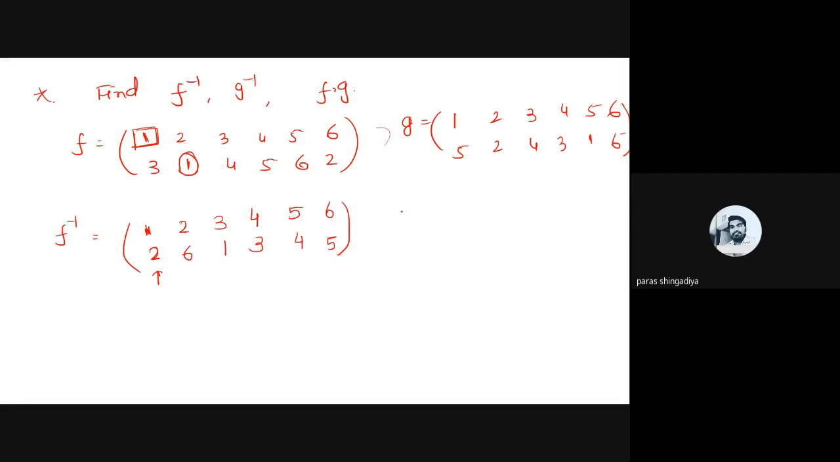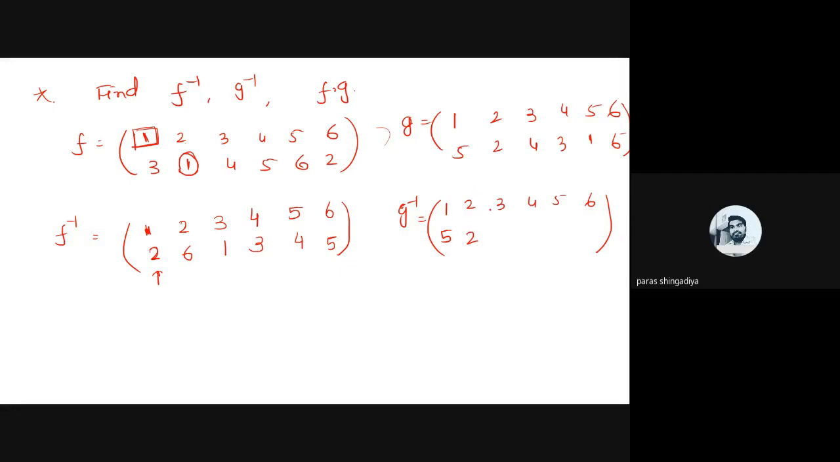Okay. And now let us derive the inverse of G. That is G inverse. First place here 1, 2, 3, 4, 5, 6. And now for the inverse of 1, what will be the inverse of 1? Yes, that is 5. So here put a 5. And now for the inverse of 2, which element will be the inverse of 2? Okay, 2 itself.